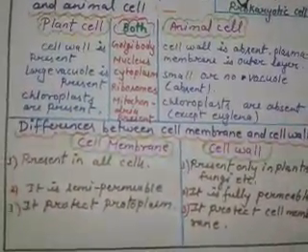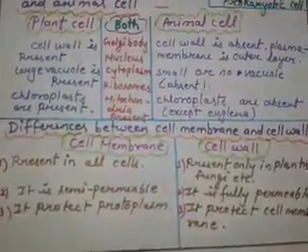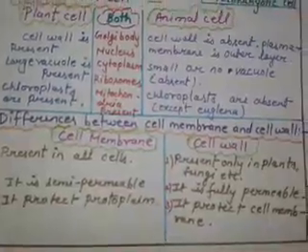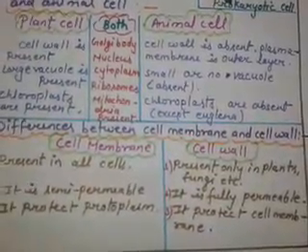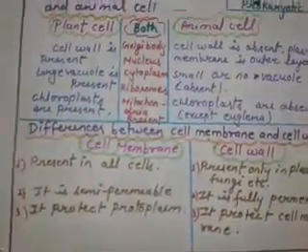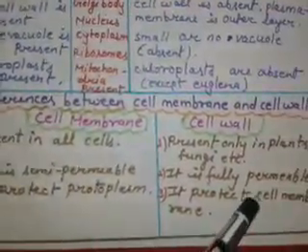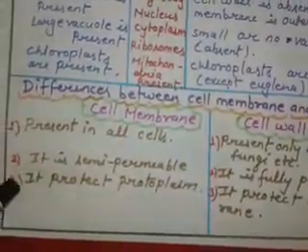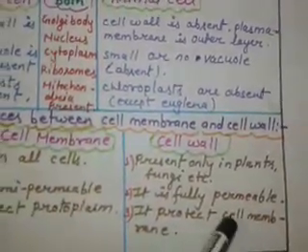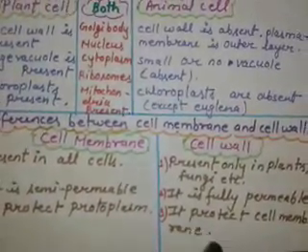Now next we have differences between the cell membrane and cell wall. First, cell membrane is present in all cells. That means it is present in plant cell as well as in animal cell. Cell wall is present in plants, fungi and certain bacteria. If we talk about the nature, cell membrane is semi-permeable and cell wall is fully permeable. Cell membrane provides protection to the protoplasm, whereas cell wall provides protection to the cell membrane and also shape to the cell.